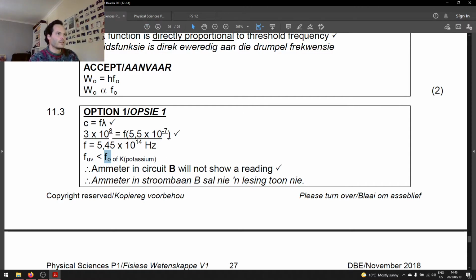All right. Again, why is that? Because the frequency of the UV light, which I've calculated using c equals f times lambda, is lower than the threshold frequency for potassium. And remember, the threshold frequency for potassium is the minimum frequency I need in order for electrons to be emitted or ejected.